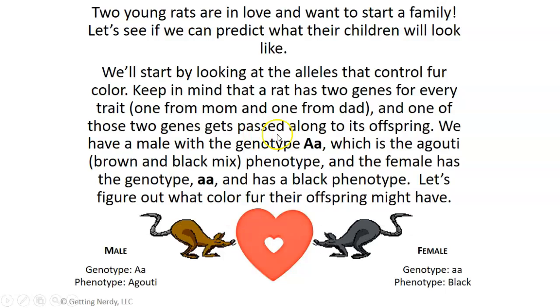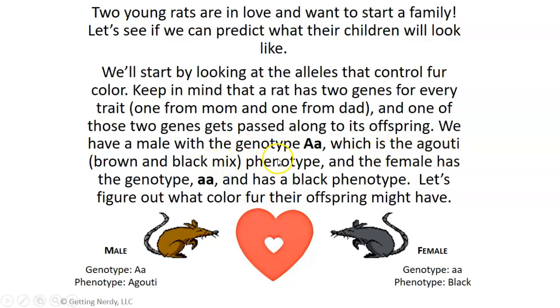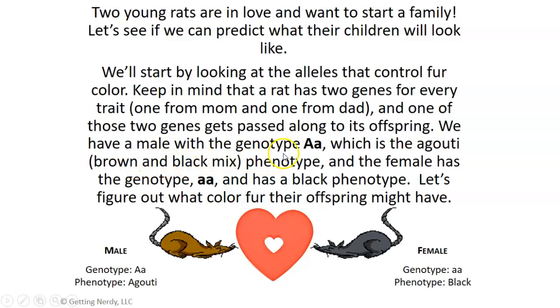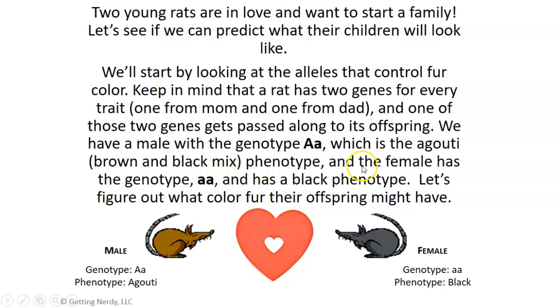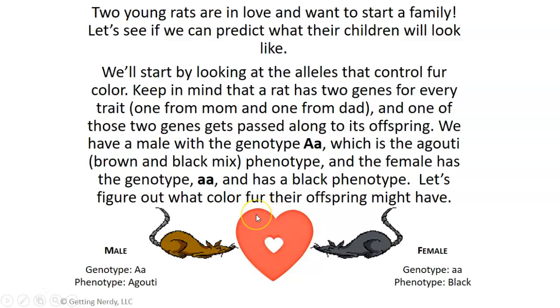We have a male with a genotype big A, little a, so this would be heterozygous. And this is the agouti, or the brown and black mix phenotype, so the fur color is going to be brown and black. The female has genotype little a, little a, which is homozygous recessive or purebred recessive, and it's going to have the black fur color phenotype. So let's figure out what color fur their offspring might have.